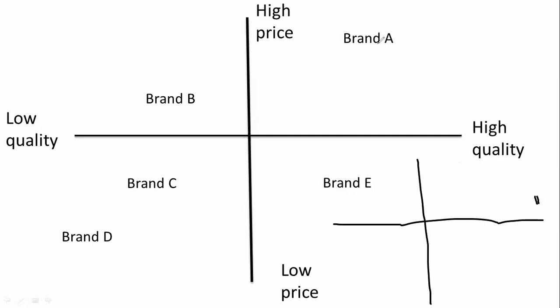Okay, we'll get the same in this map, right? The high quality, low quality, high price, low price, right? We'll take some cosmetic brands as an example, right? So if I say the brand Spa Salon, where would the brand be in the customer's mind in case of quality and in case of price?